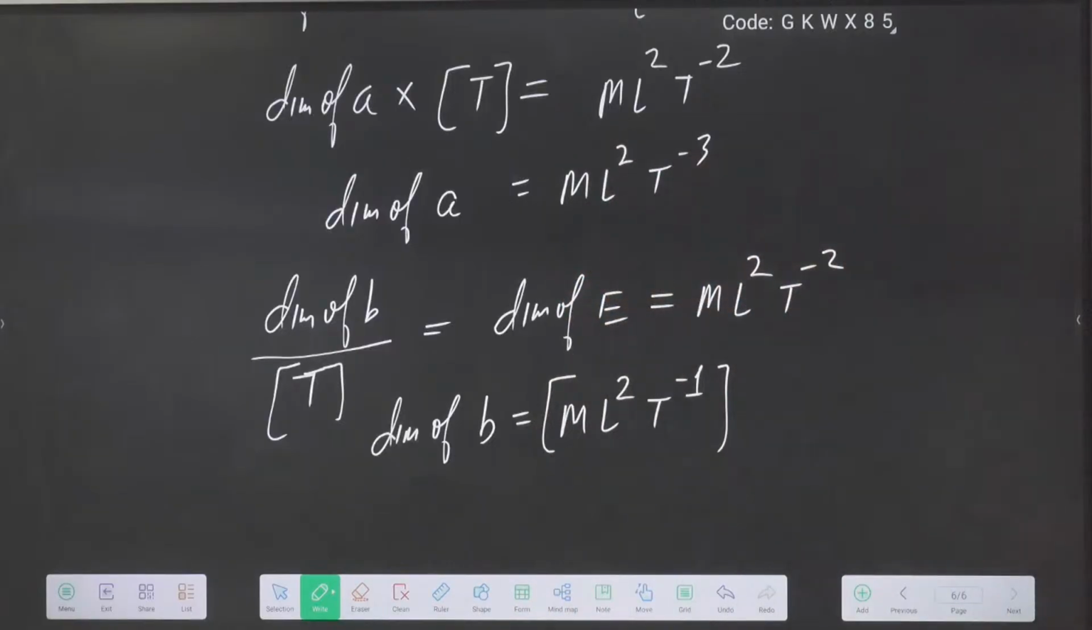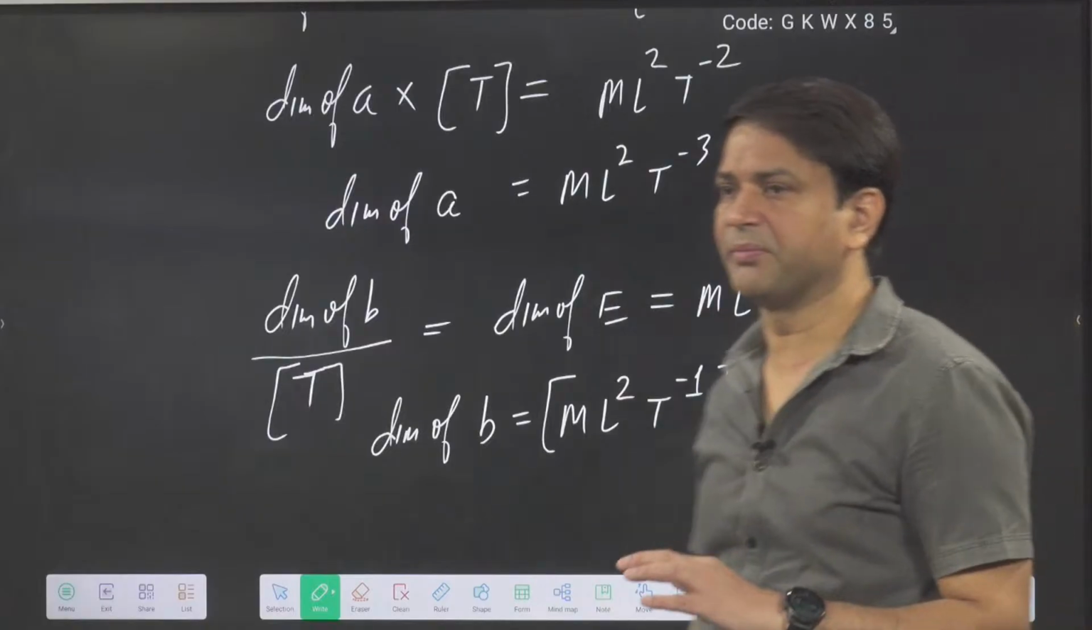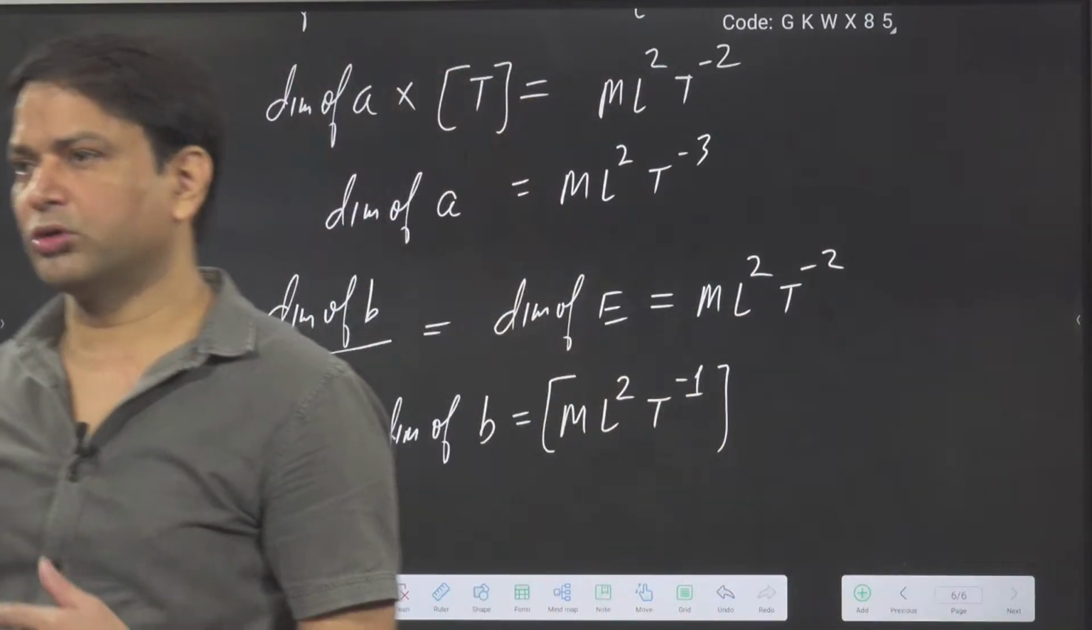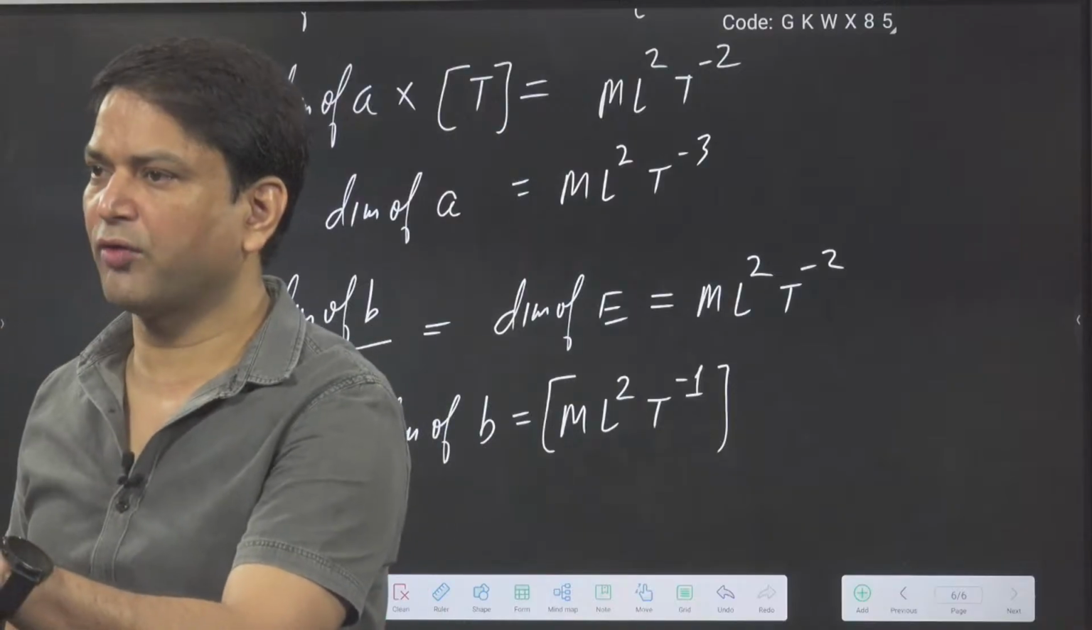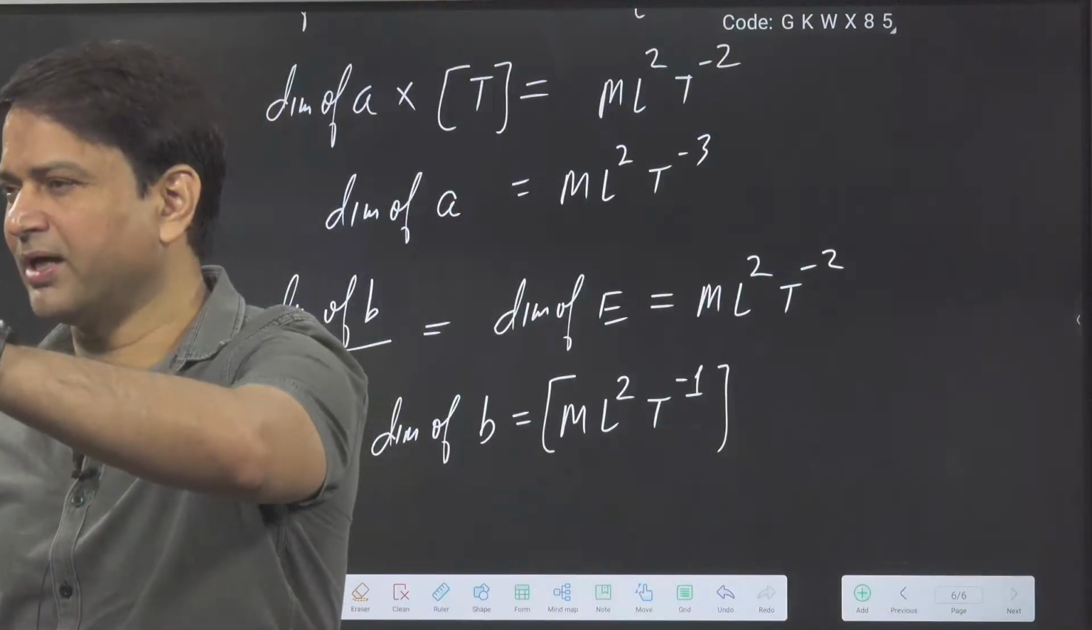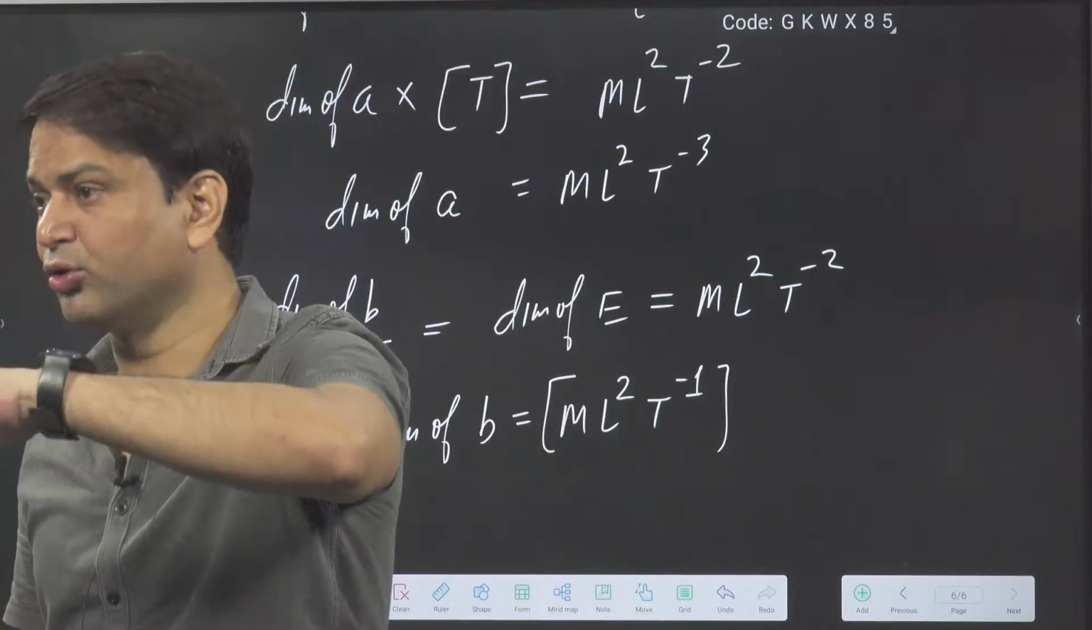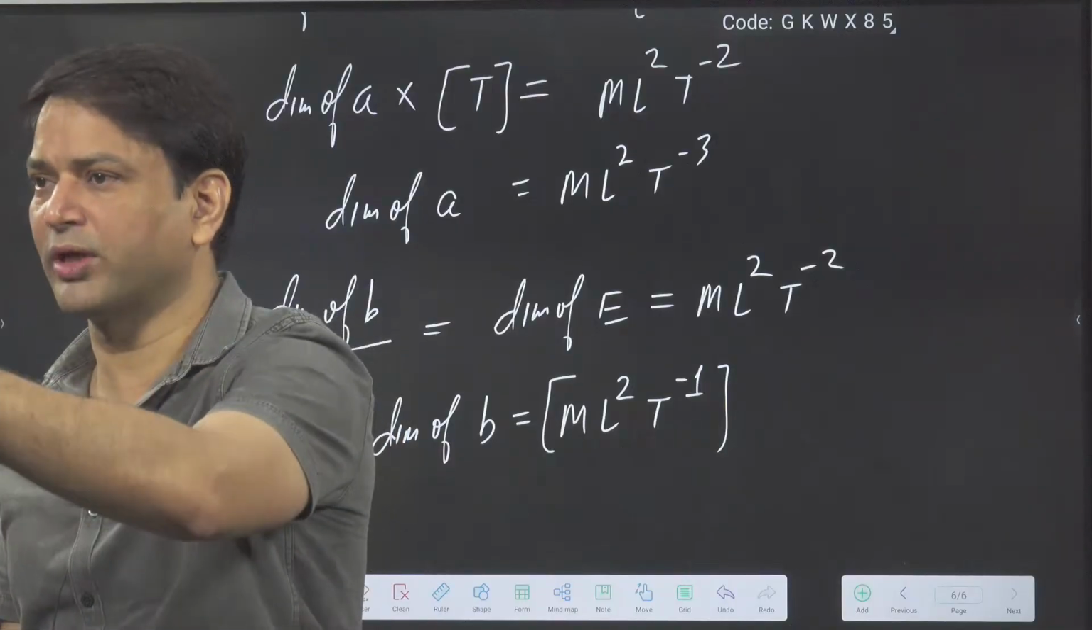Now you have the dimension of A and B. If you see A and B, both contain M L square. I need the dimension of time, so how can I eliminate M and L? If I divide both, M cancels out and L cancels out.